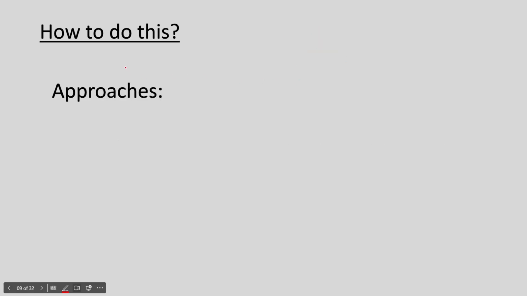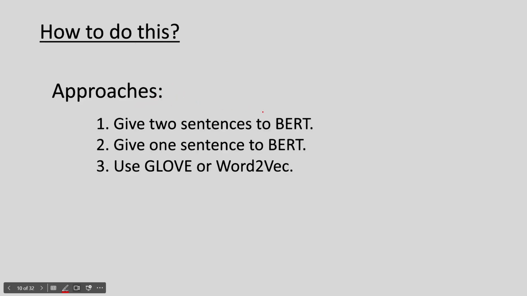Let's go ahead and do that. So how do we do this? Very complicated question. So there are three approaches. I'm going to go very fast. The first approach is you have a BERT algorithm and then you give two sentences to it. The second one is you give one sentence, we will see how this happens, and then finally use GloVe or word2vec.